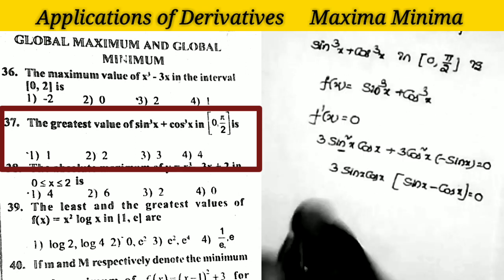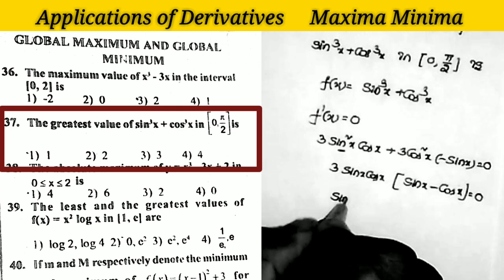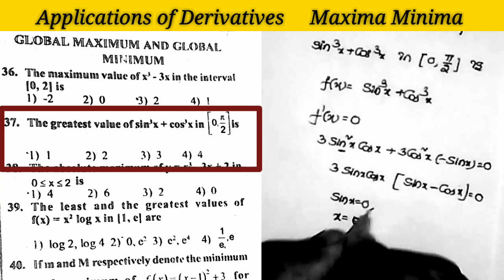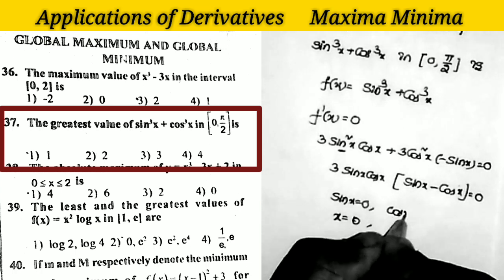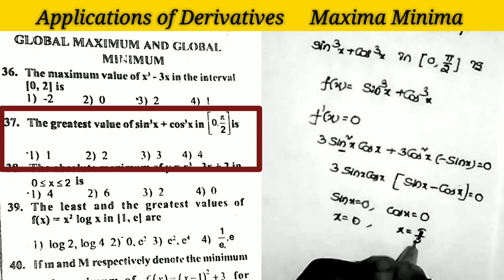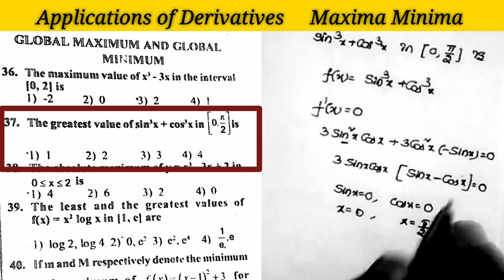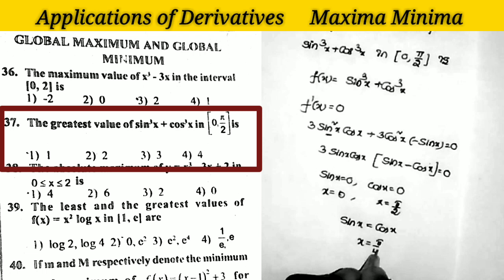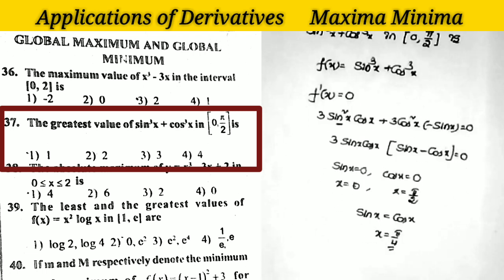Now equating each value to 0, that is sin x is equal to 0. Sin x is equal to 0 means x is equal to 0. And the second value cos x is equal to 0. Cos x is equal to 0 means x is equal to pi by 2. And third value sin x minus cos x is equal to 0. Sin x minus cos x is equal to 0 means sin x is equal to cos x. Sin x is equal to cos x means the value of x is equal to pi by 4.